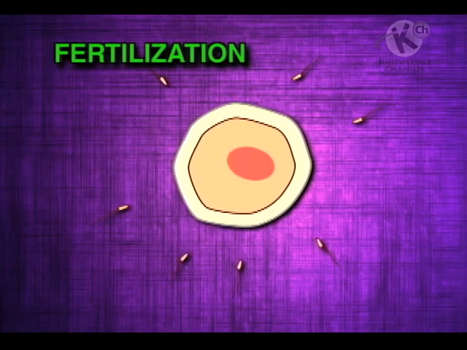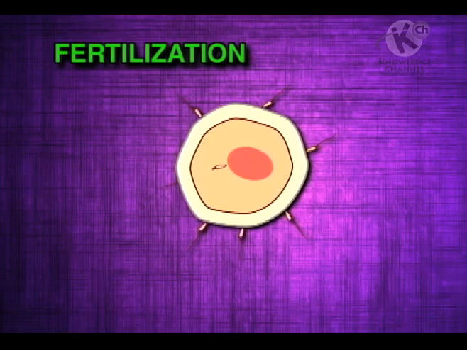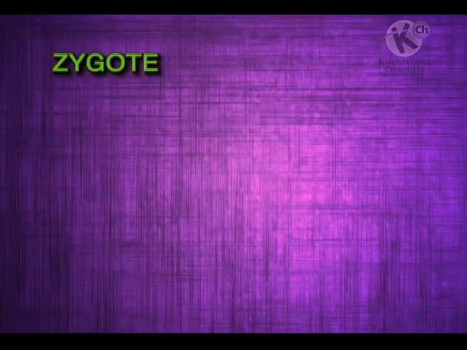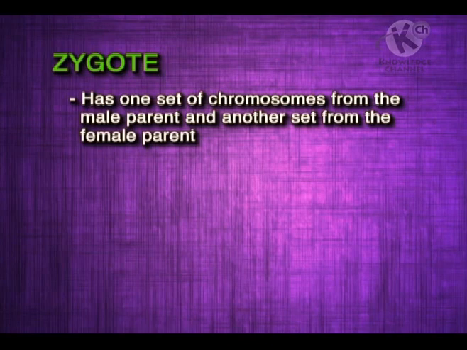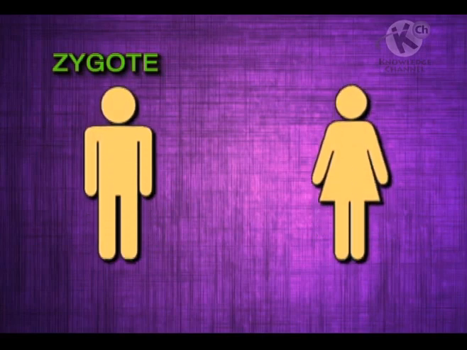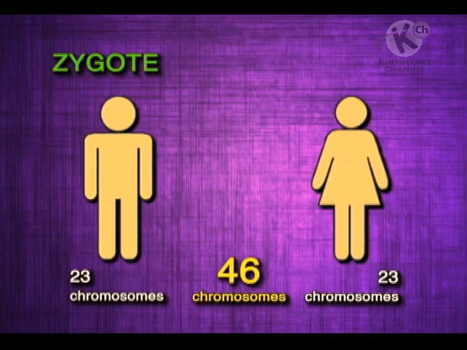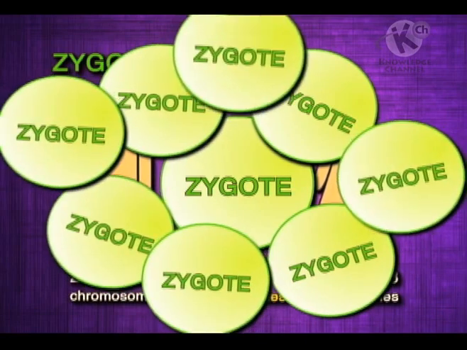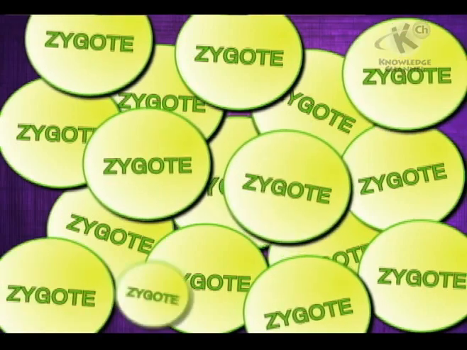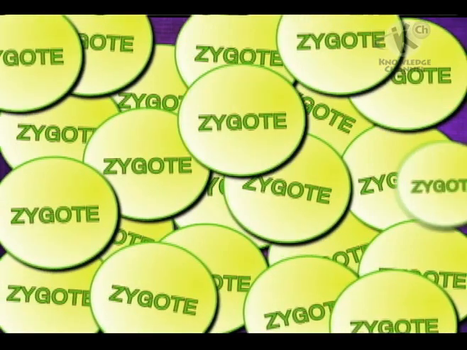When an egg and sperm unite in a fertilization, a diploid zygote forms. The zygote has one set of chromosomes from the male parent and another set from the female parent. In humans, both father and mother contribute 23 chromosomes each. Thus, zygote has 46 chromosomes. The zygote divides many times. This produces a new diploid multicellular organism.